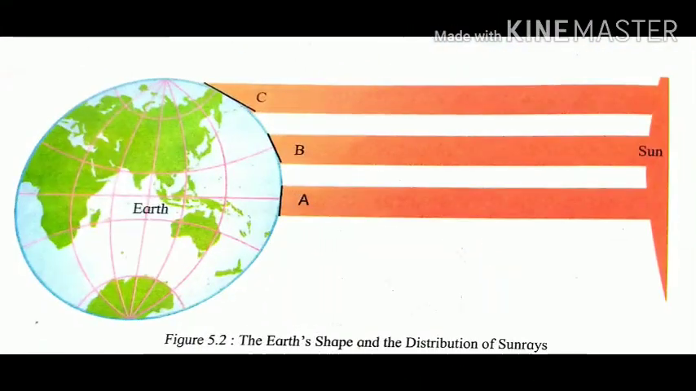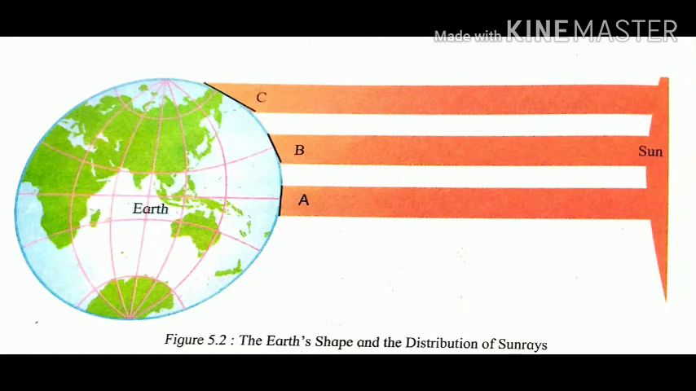The next topic which we are going to study is distribution of sun rays on the surface of the earth. This is figure 5.2, the earth's shape and the distribution of sun rays. In this diagram, the region marked A receives perpendicular rays, while the region marked B receives slanting rays, and the region marked C receives extremely slanting rays.